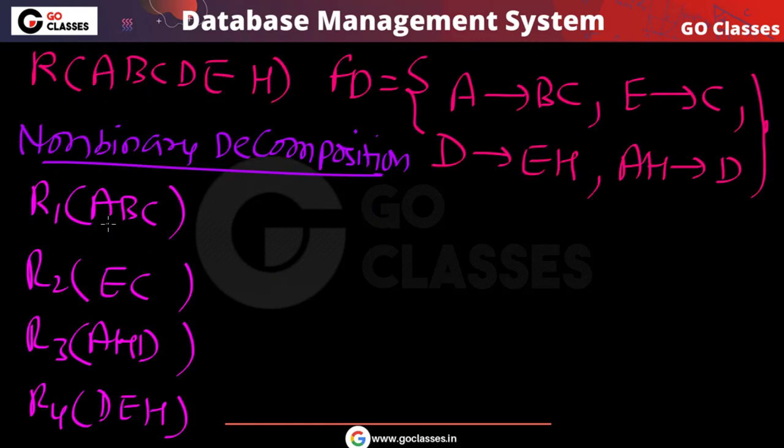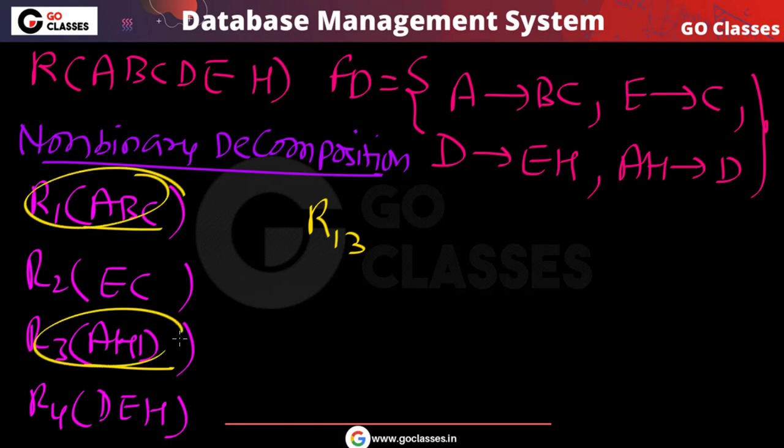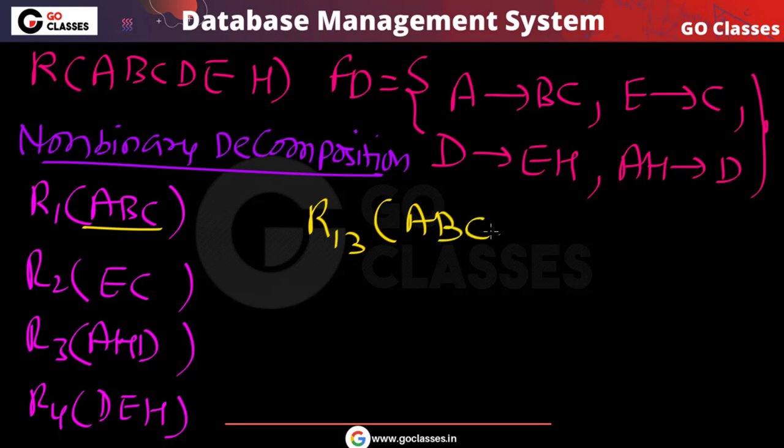Now, can I combine R1, R3? Yes, I can, because the common attribute is A, and A is a super key here since A can determine BC. So A is a super key in R1, and that is the reason I can combine R1, R3 in a lossless manner. Combining R1, 3, I get A, B, C, D, H. This is R1, 3.